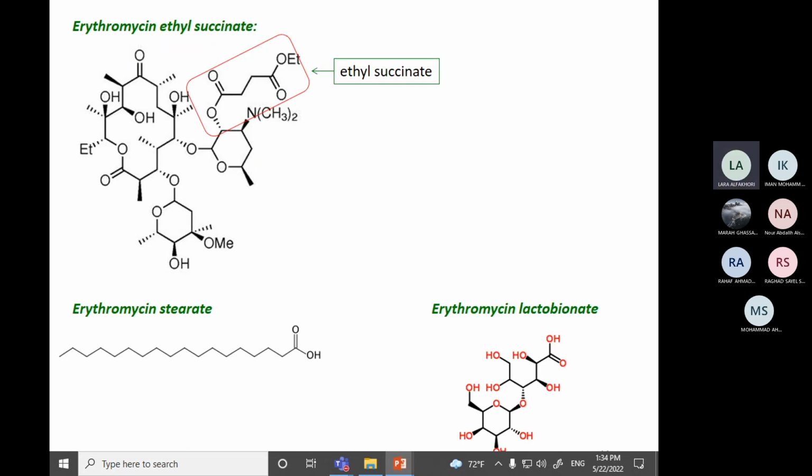Okay, what about the ethyl succinate? Yep. That group, or that ester that is added to this amino sugar, will increase the lipophilicity. Erythromycin stearate. This is the stearic acid. Is this to generate a salt, you think, or an ester? A salt. Okay, it's actually generated as a salt. More lipophilic than erythromycin or less? More, for sure.